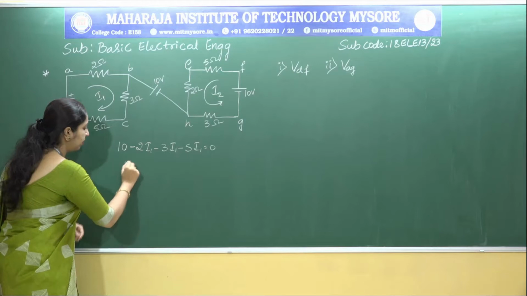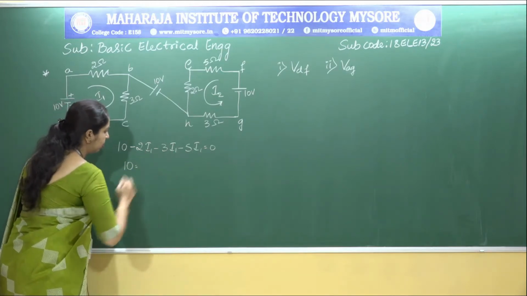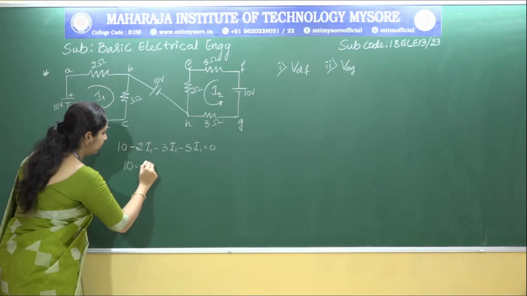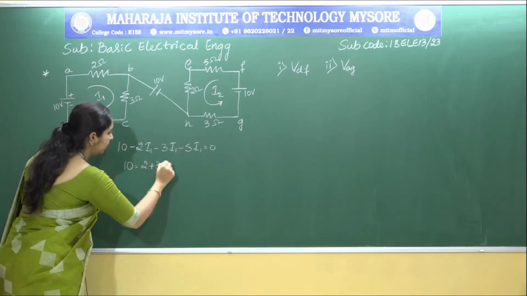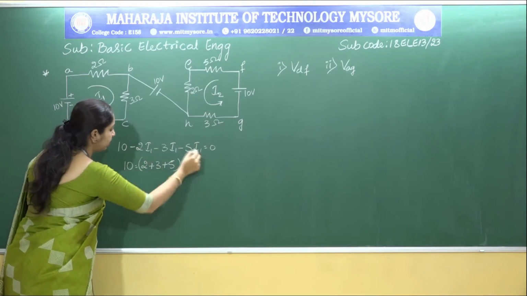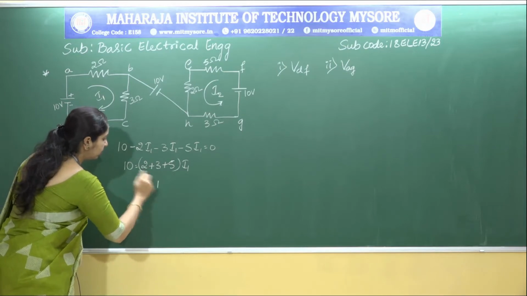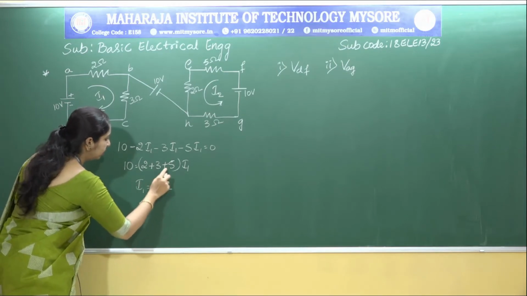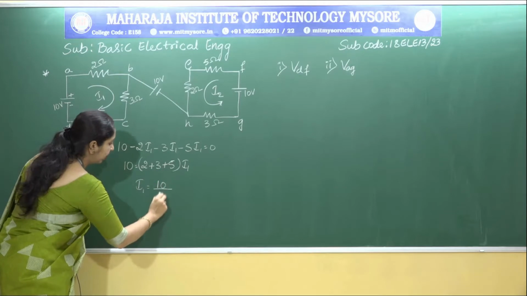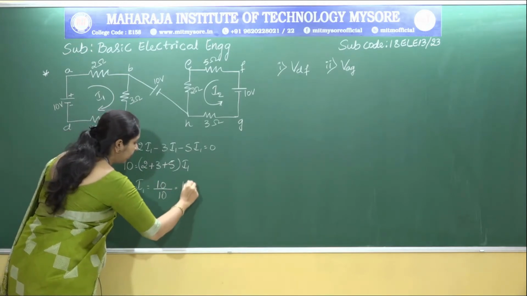Further if you simplify this, you can shift these three terms to the right hand side, and we will be getting 2 plus 3 plus 5. I have taken I1 common here from these three terms. Then we get I1 is equal to 10 volts divided by 5 plus 3 plus 2, again 10. So finally we get I1 as 1 ampere.